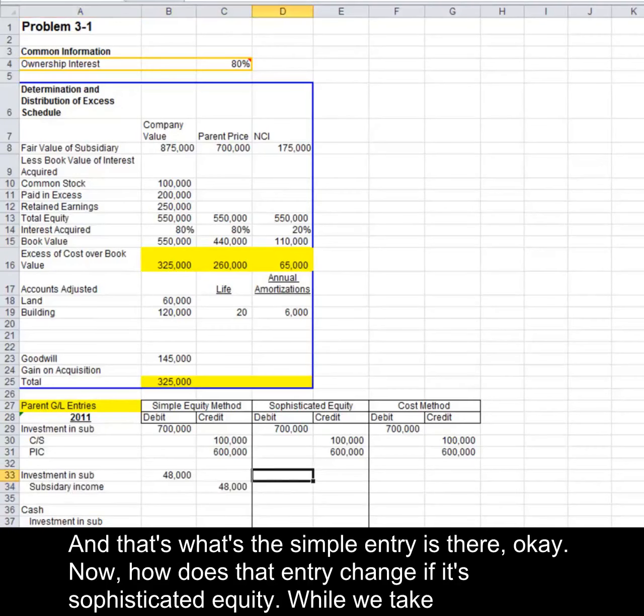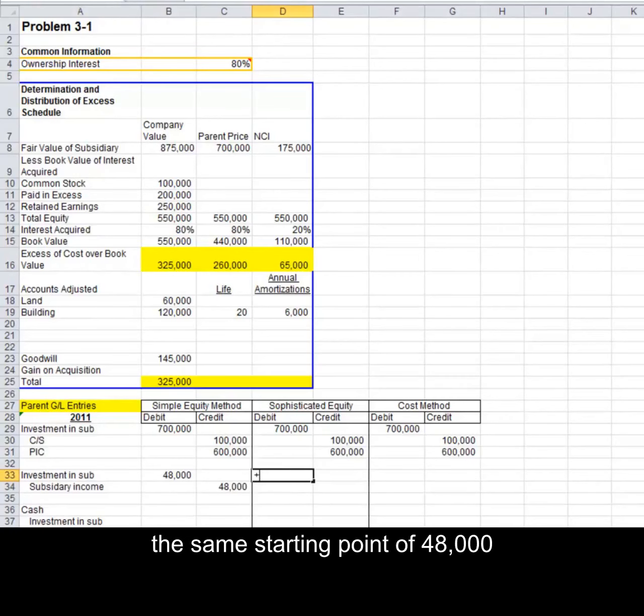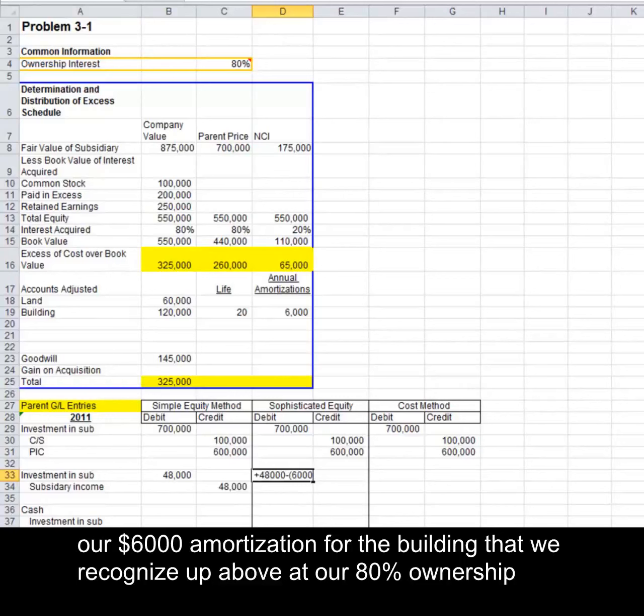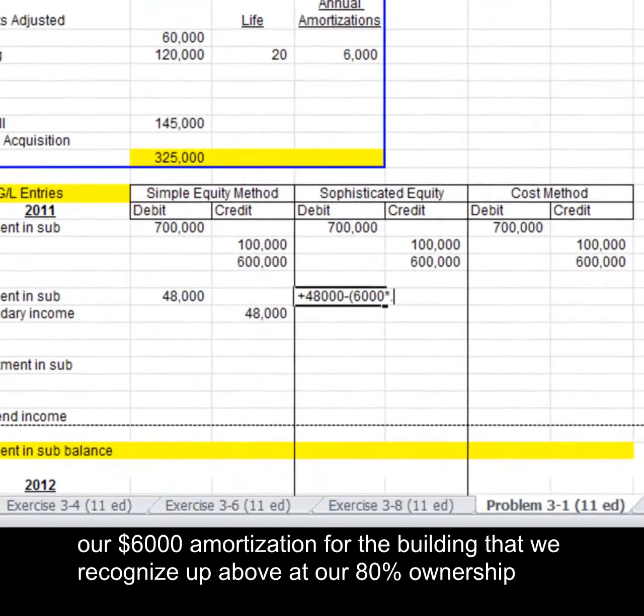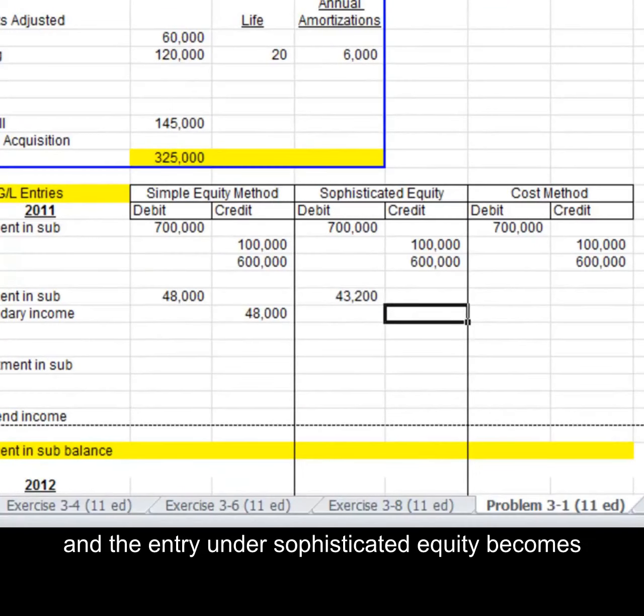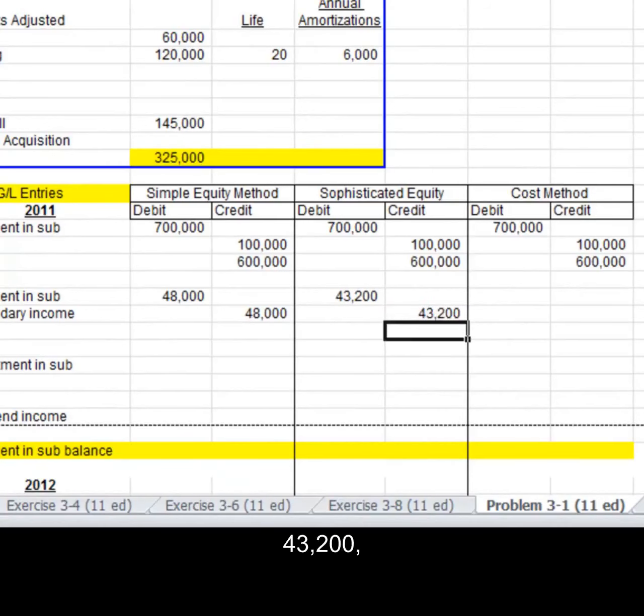Okay, now how does that entry change if it's sophisticated equity? Well, we take the same starting point of $48,000, but then we're going to subtract our $6,000 amortization for the building that we recognized up above at our 80% ownership, and the entry under sophisticated equity becomes $43,200. And there is no entry for the cost method.